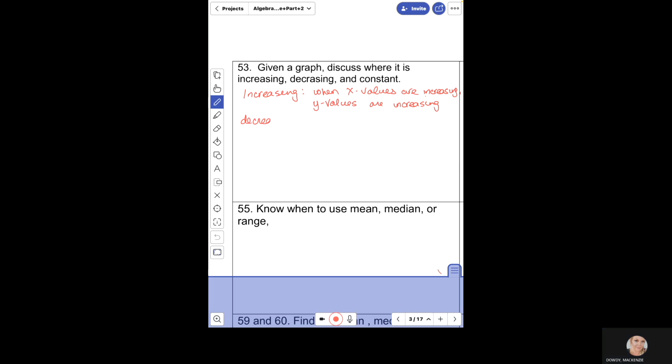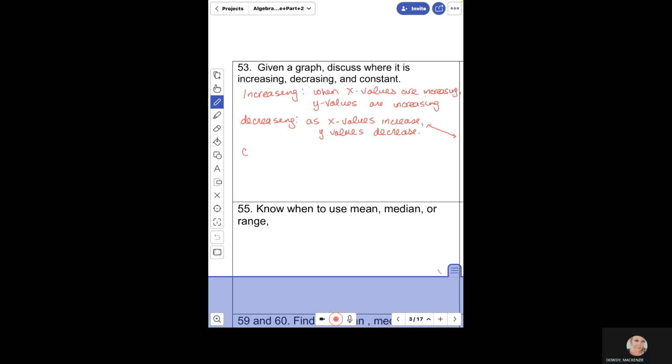Decreasing. As x values increase, y values decrease. An example of that would be a line that's going like this. So your x values are increasing, but your y values are decreasing.